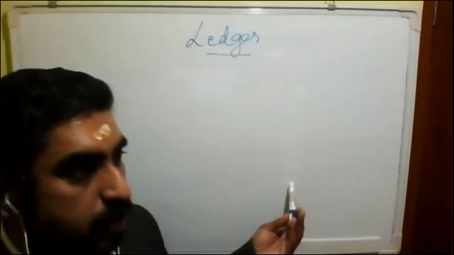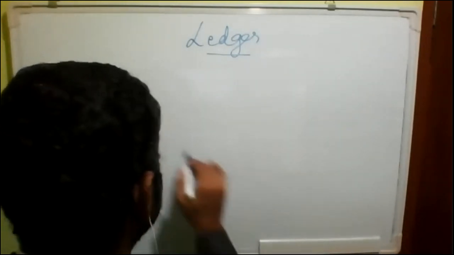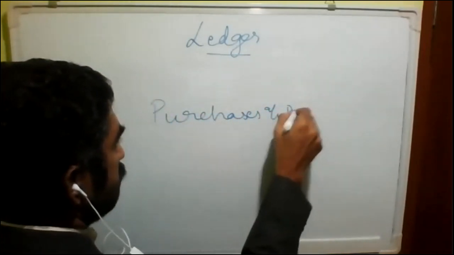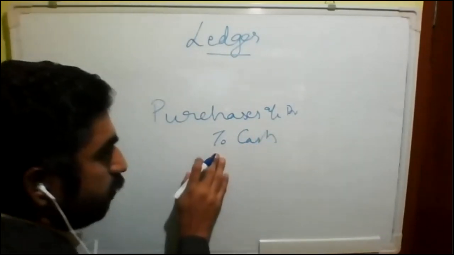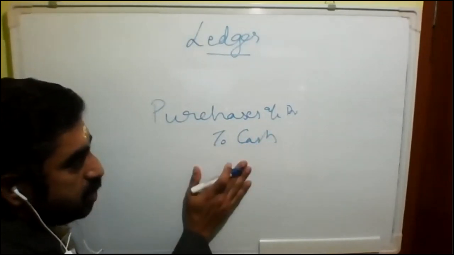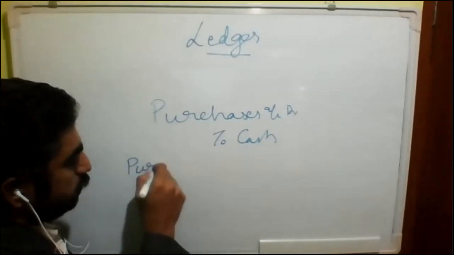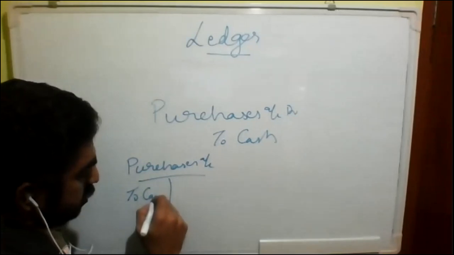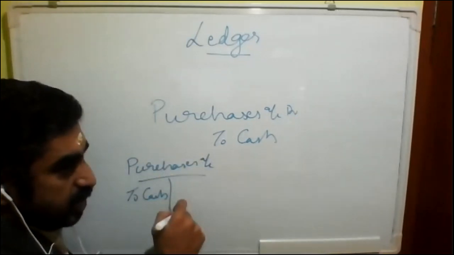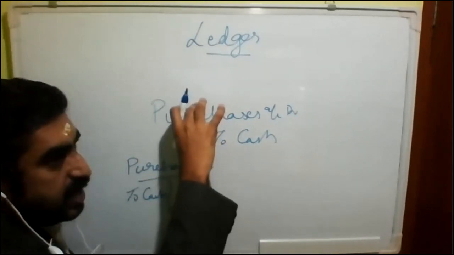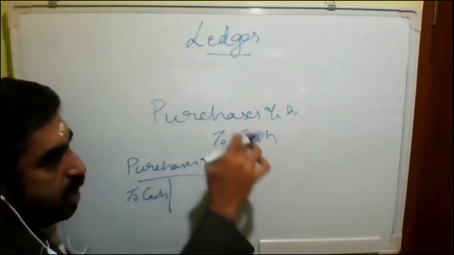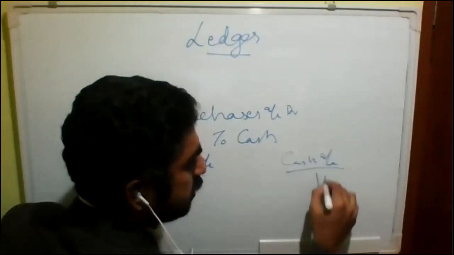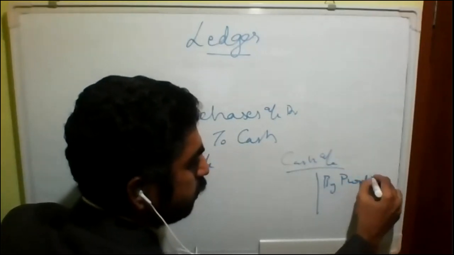So from the journal prepared, suppose for example, purchases account to cash. This is purchased goods for cash. So the purchases account on the debit side, to cash. This is the one journal entry, one ledger. So two accounts will be affected. One is the purchase account and the other is the cash account, and the cash account on the credit side by purchases.